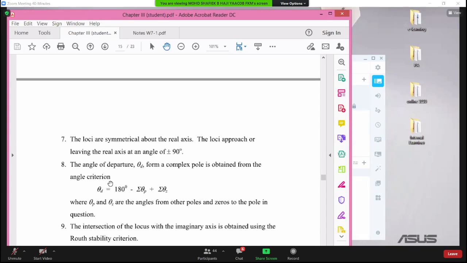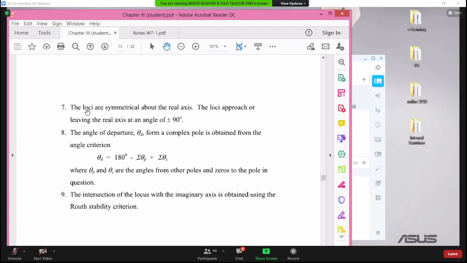If you look at step 7, step 7 says here that the loci are symmetrical about the real axis. It approaches or leaves the real axis at an angle of ±90 degrees. When the locus leaves or approaches the real axis, it will leave at an angle of 90 degrees, or it will come at an angle of 90 degrees, or -90.